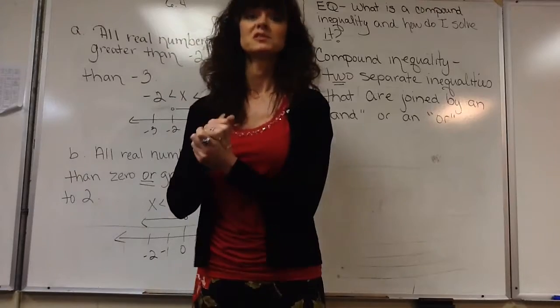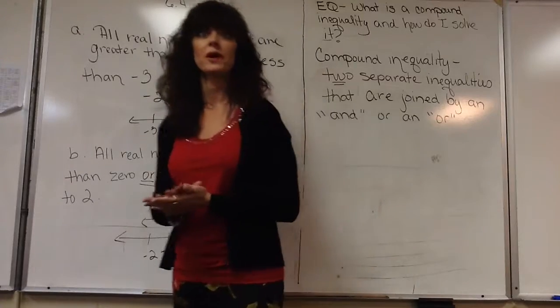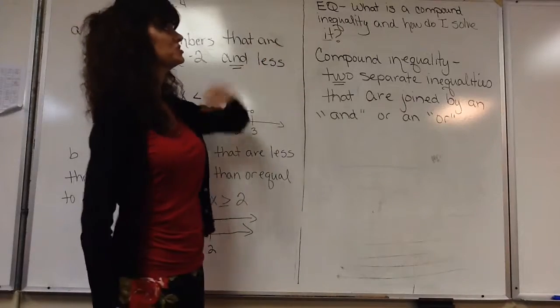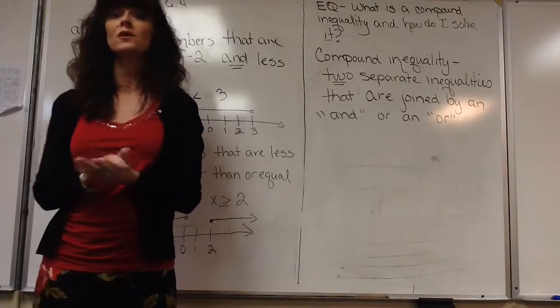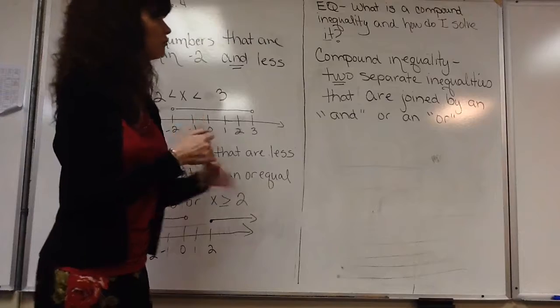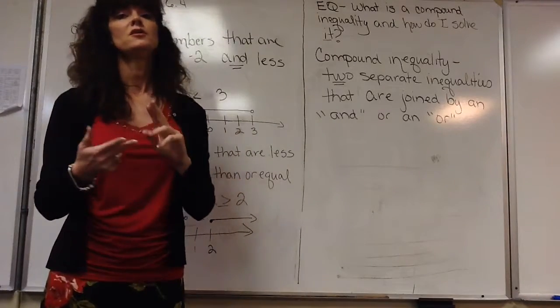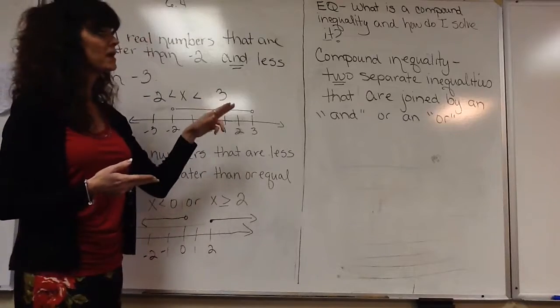Now we're in section 6.4 and we're going to start talking about compound inequalities. And of course that leads us to our essential question: what is a compound inequality and how do I solve it? Well, first of all, a compound inequality is two separate inequalities that are joined by either the word "and" or the word "or."